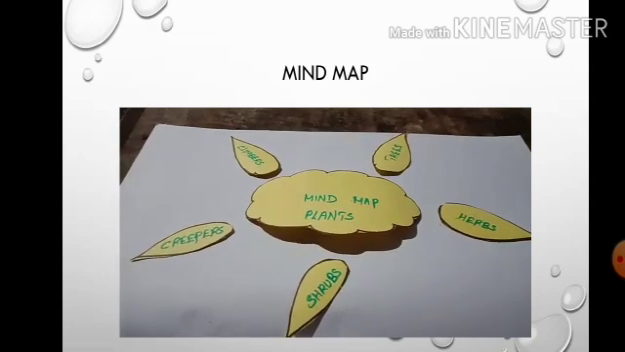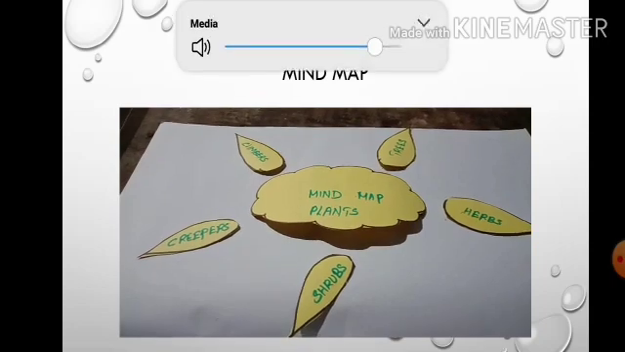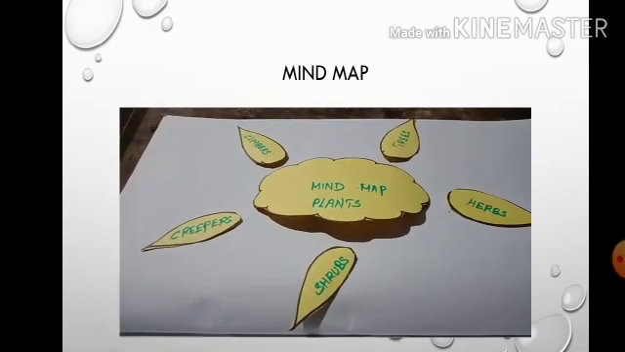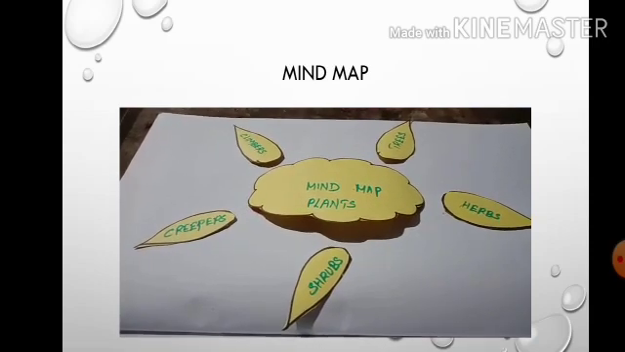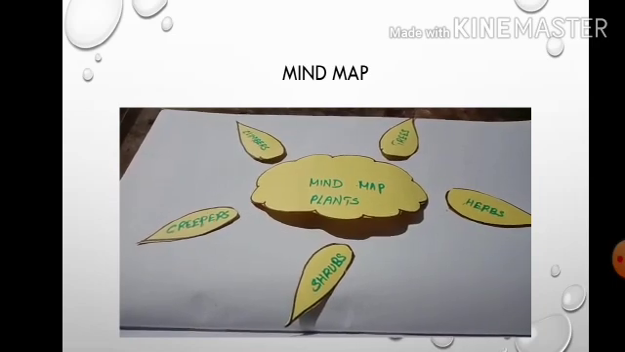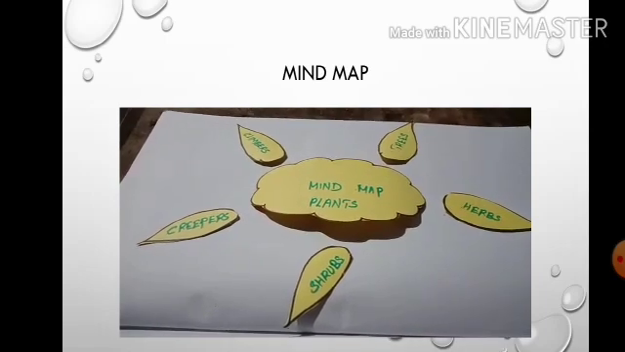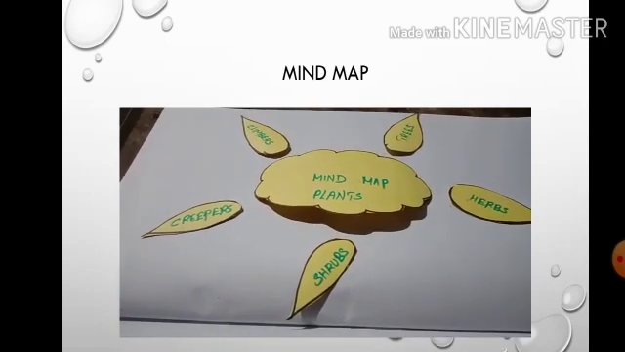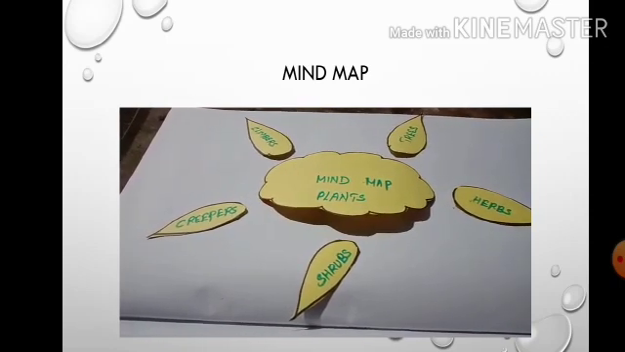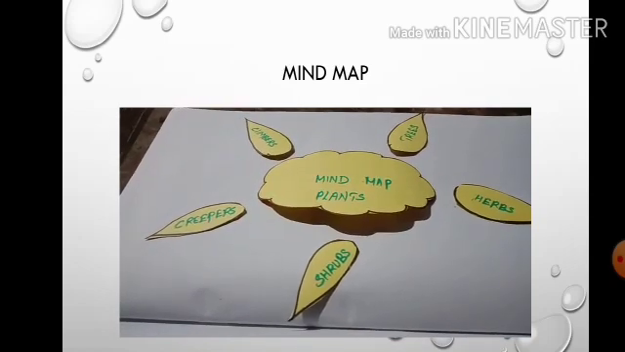Finally, we are going to see the mind map of this lesson. What are the things we discussed? What is a plant? And what are its uses? And what are the things essential for plants to grow? And what are the parts of the plants? Then finally, what are the kinds of plants? Trees, herbs, shrubs, creepers, climbers. These are all the kinds of plants.